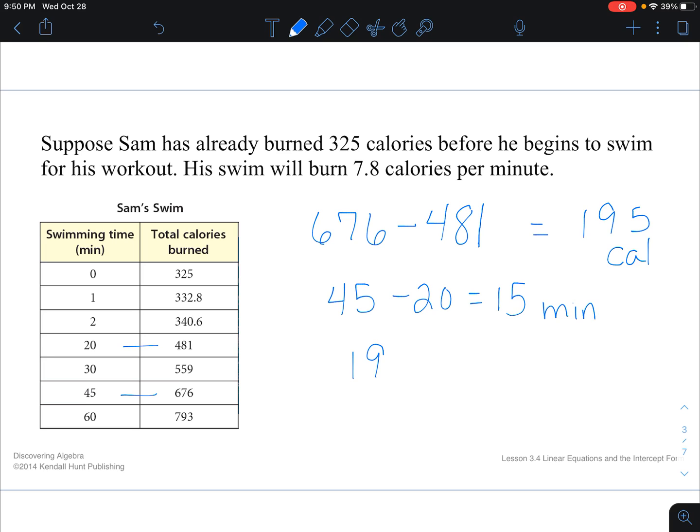And then I would divide those. Oops, and I must have done something wrong. Okay, and I realized my mistake here, so we'll just fix this. So this should have been 25 minutes. Oops. To get my 7.8 calories per minute.